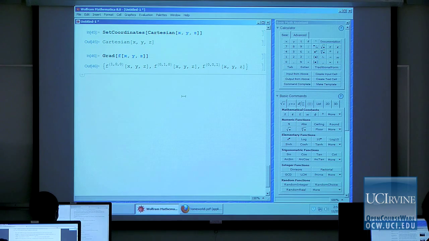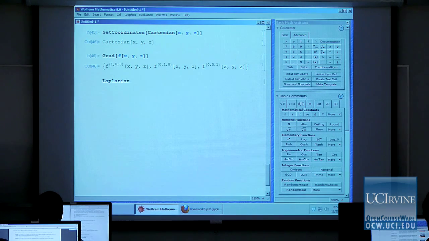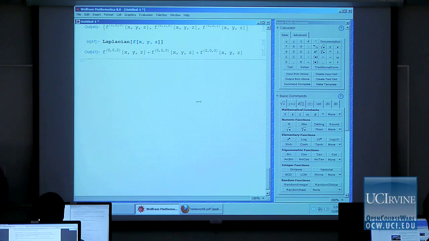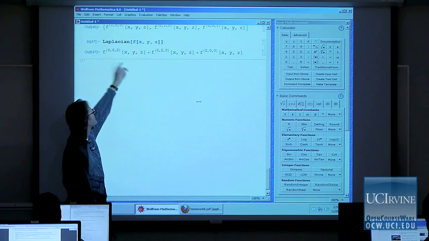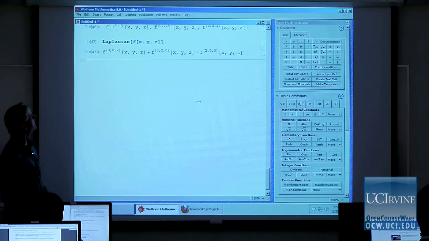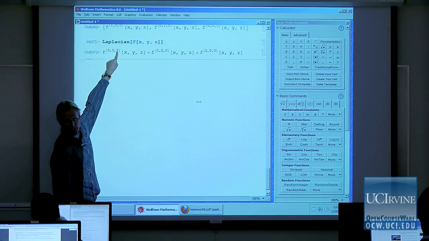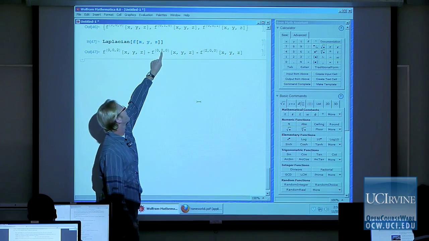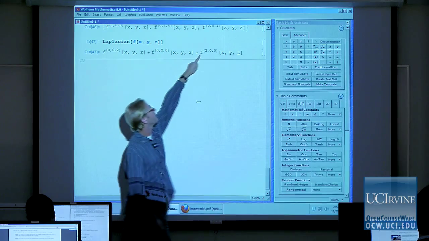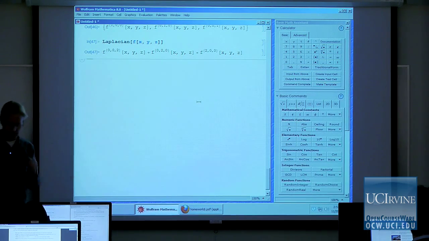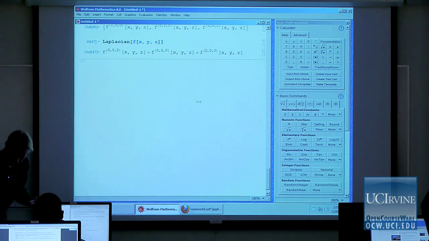So next thing we can do is construct the Laplacian of the same generic function. And this time, I should get back a scalar. And you see that, in fact, I do. It's not a list of components. It's just a single object. Now, it's written in a funny order. This says the second derivative with respect to the third component, z, of the function f, plus the second derivative with respect to the second component, y, plus the first derivative. So it wrote it in a strange order, but it is, in fact, what we wrote down on the board. So that's the Laplacian.